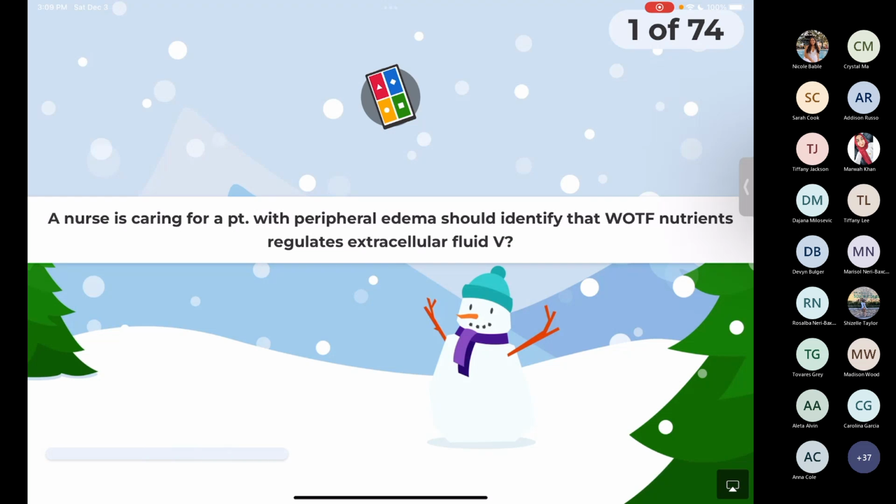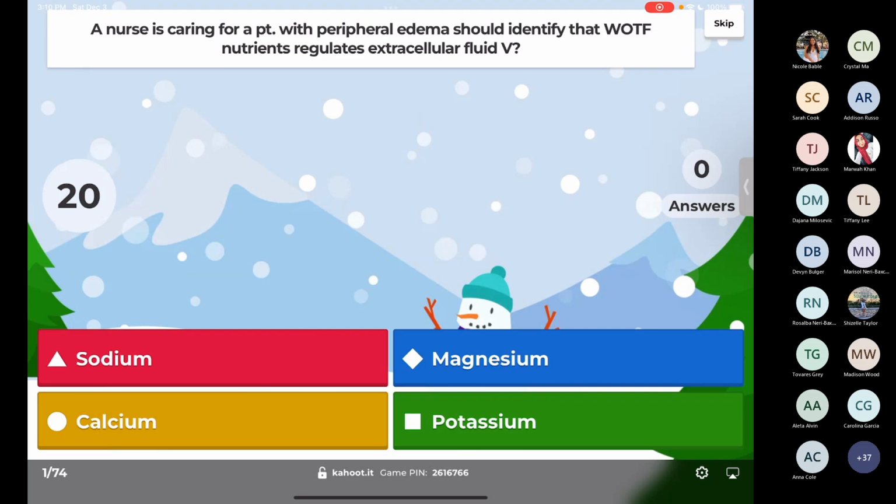A nurse is caring for a patient with peripheral edema and should identify that which of the following nutrients regulates extracellular fluid volume.